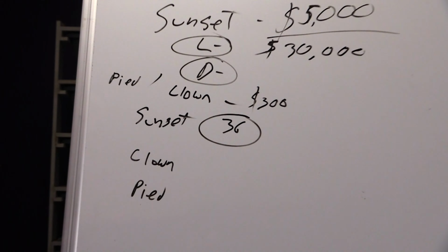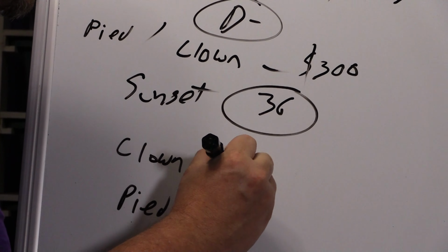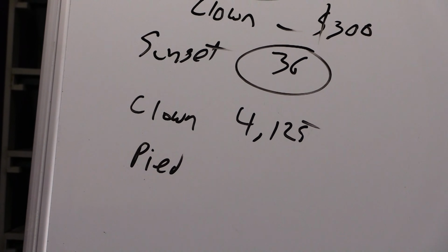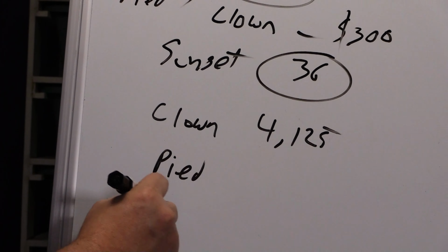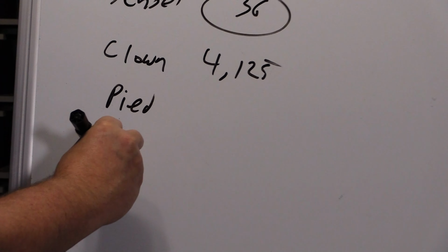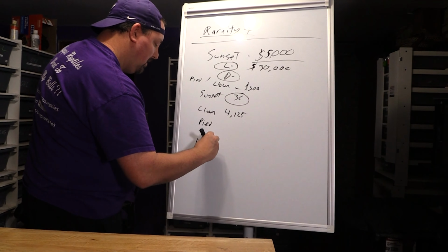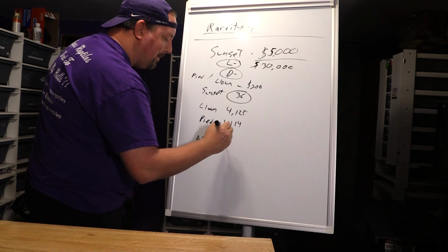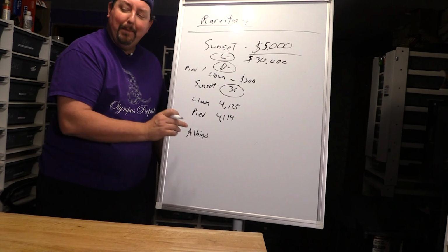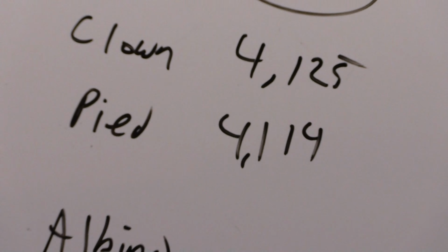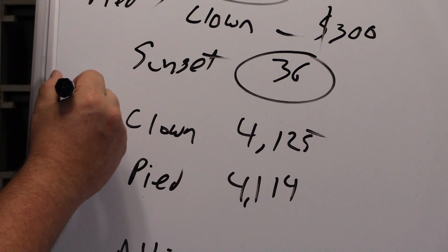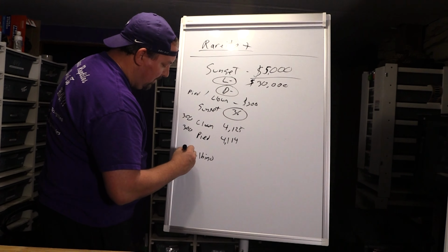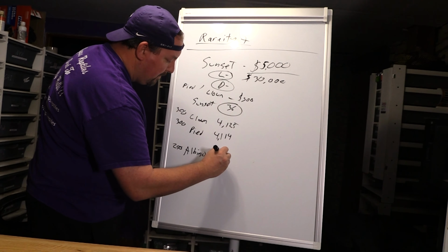Visuals only. Visual Clown, 4,125. How many visual Pieds? We'll do one more for shits and giggles. Pied, 4,114. Woo! Closing in, boys. How many albinos? Visual albinos. I mean, we'll say about $300, probably about $250, 938.